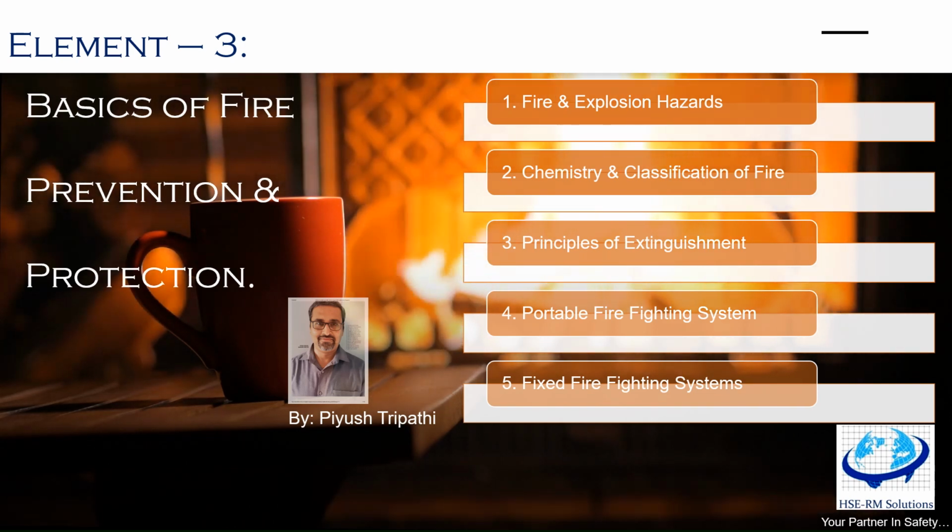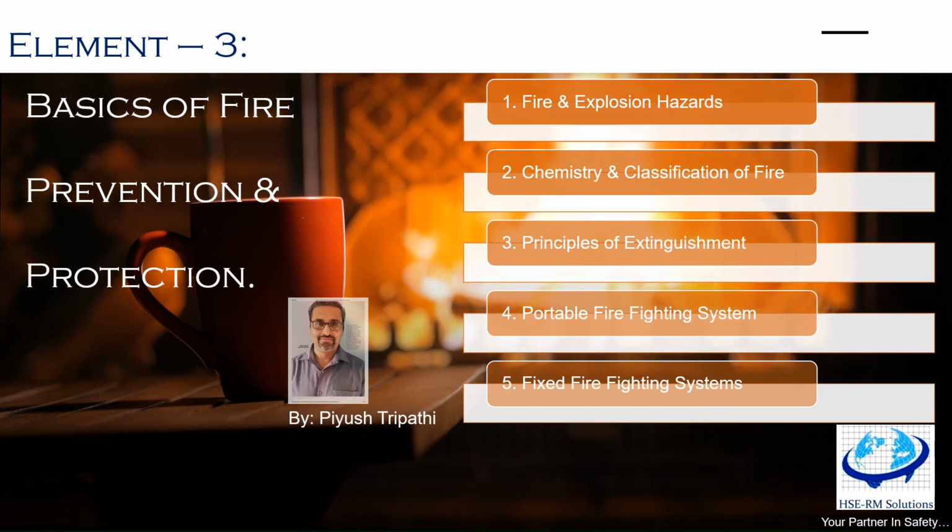Everyone. Today we are going to start Element 3, which is about basics of fire prevention and protection. Now, you have to understand what course or series is going on. In this, we covered the statutory requirements last time, and this time we will be covering basics of fire prevention and protection. So let us try and understand what this Element 3 actually consists of.